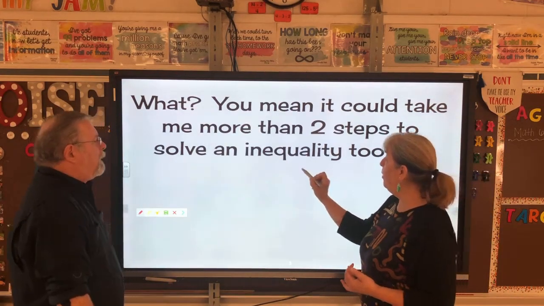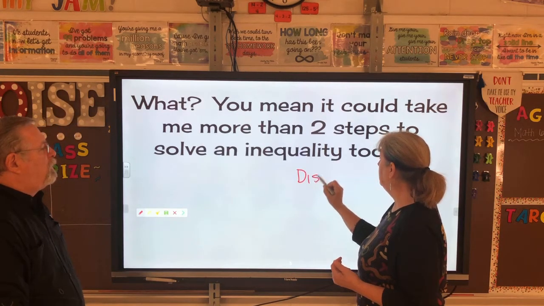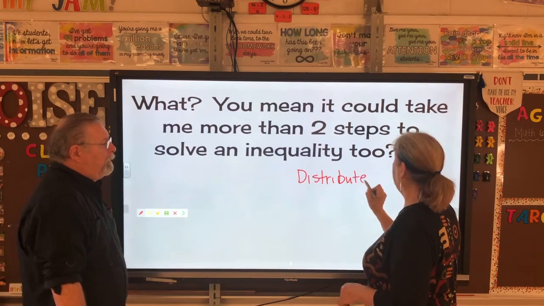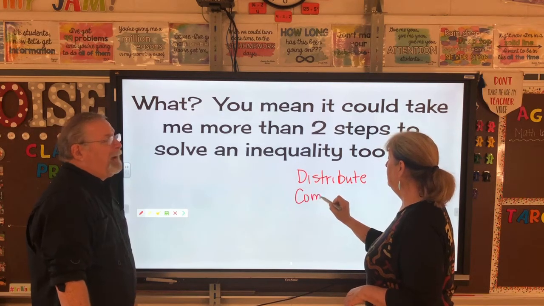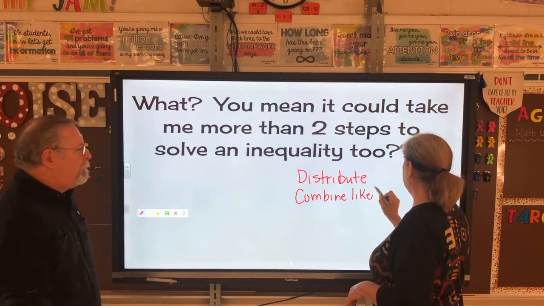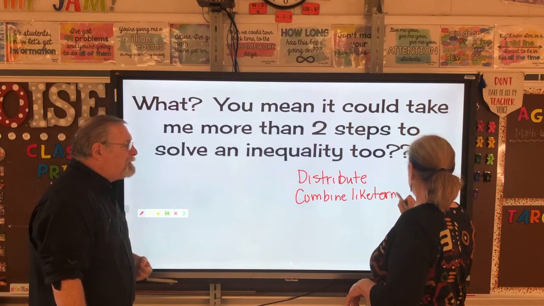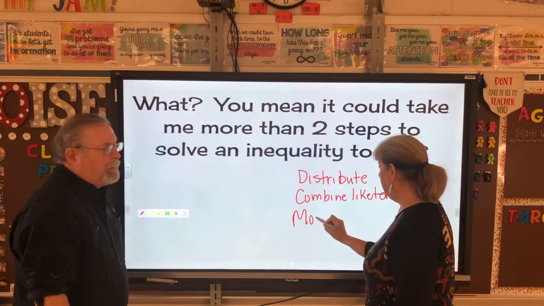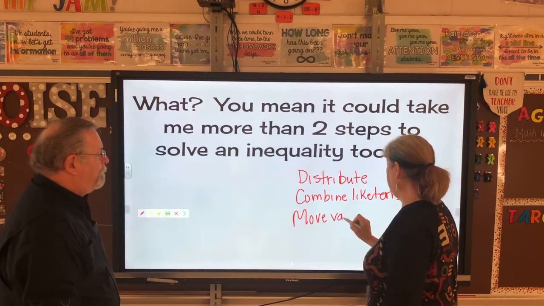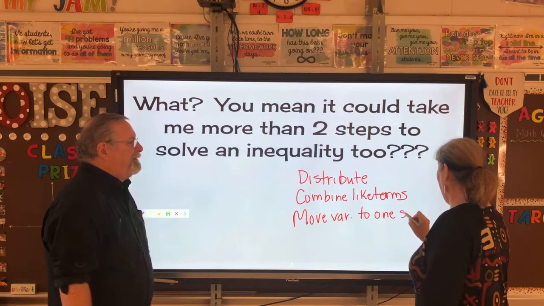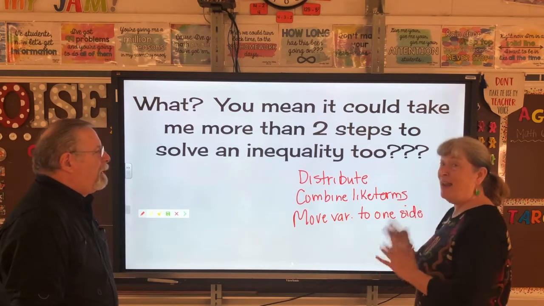Yeah, first thing we always look for is to distribute if there's parentheses. Then we look to combine those like terms, like if you have 7a and 4a, put those together. Move the variable to one side, if you have variables on both sides. Got to get them over to one side.